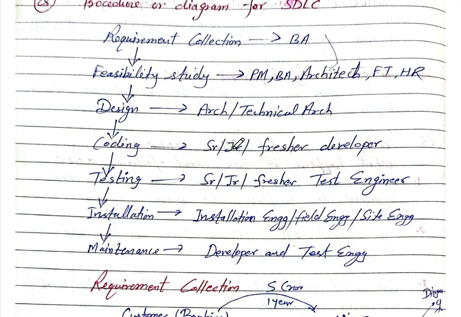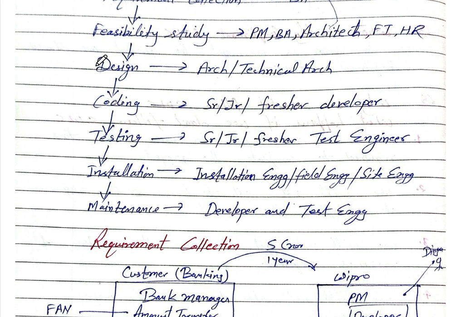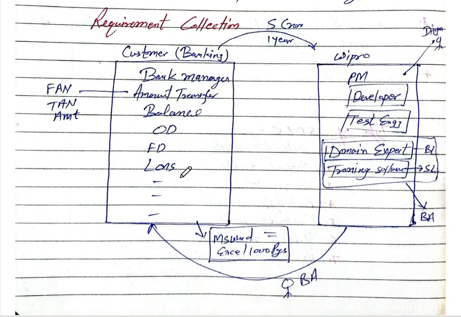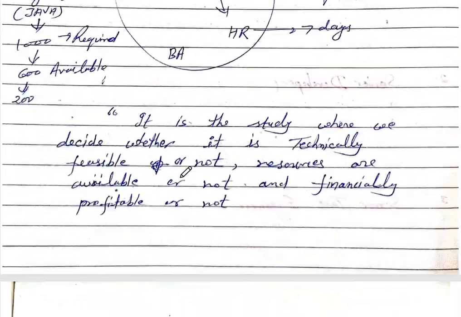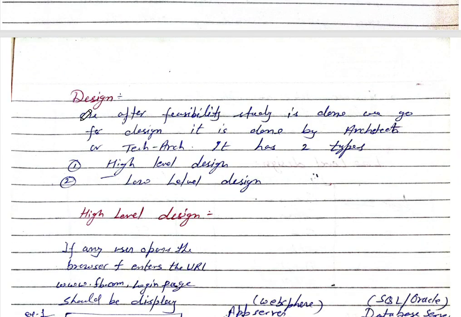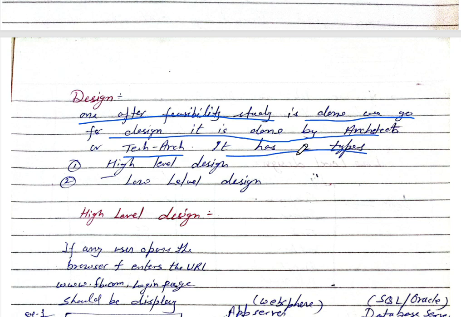आज मैं स्टार्ट करूंगा डिजाइन से। डिजाइन एक्चुअली क्या होता है, डिजाइन के बारे में। इसके लिए पहले, once after the feasibility study is done, we go for the design. It is done by architecture or technical architecture. So it has two types: high level design and low level design. Mainly architecture and technical architecture.